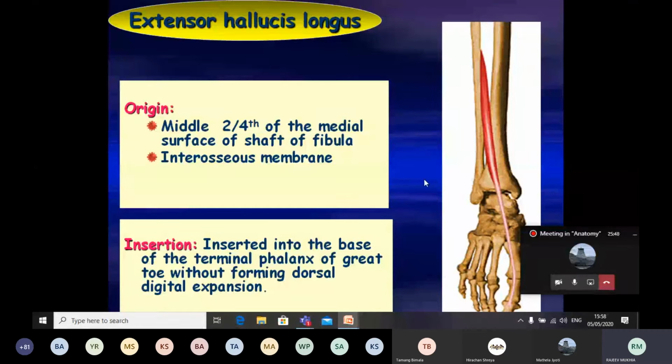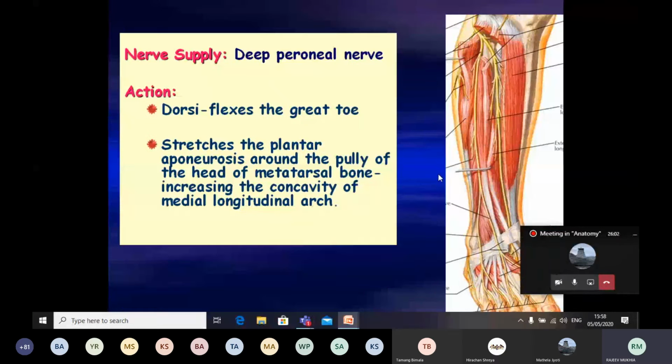And remember, this extensor hallucis longus does not form the dorsal digital expansion. Only the extensor digitorum longus tendon forms the dorsal digital expansion. Again, the nerve supply is the same, the deep peroneal nerve, which you can see here. This deep peroneal nerve will supply all the muscles present in the anterior compartment of the leg. As for action, remember it will only dorsiflex the great toe because its insertion is in the great toe, whereas dorsiflexion of the lateral four toes is done by the extensor digitorum longus muscle because it has four tendons for the lateral four toes.